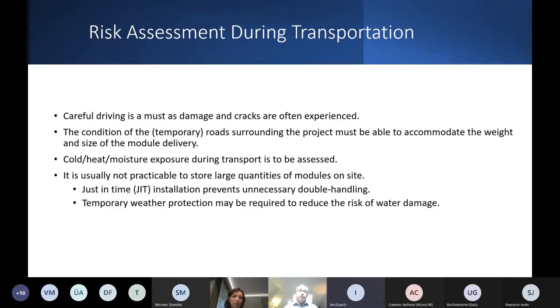Exposure to cold, heat, and moisture during the transportation, and then when they have been transported and arrive on site, where are they going to be stored? How are they going to be stored? How are they going to be all put together?